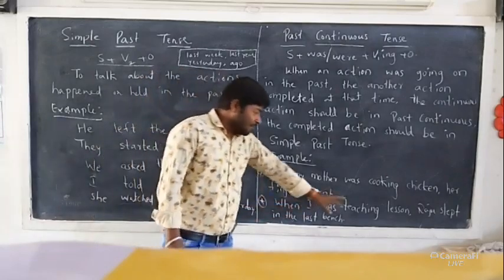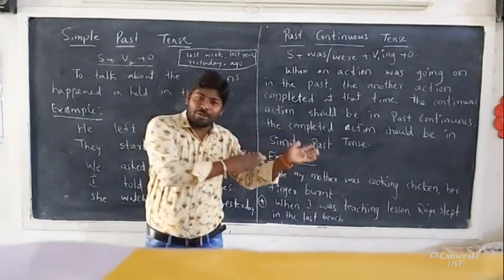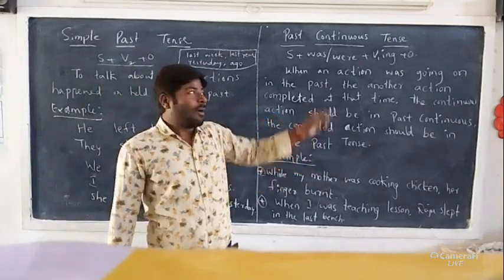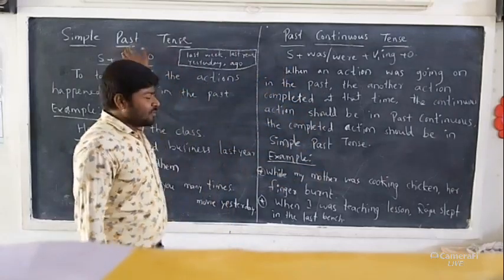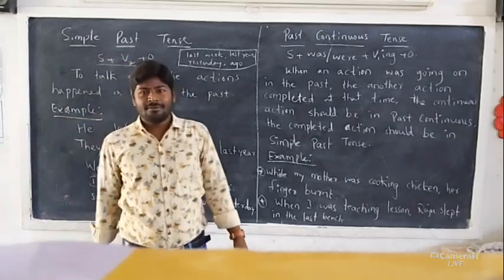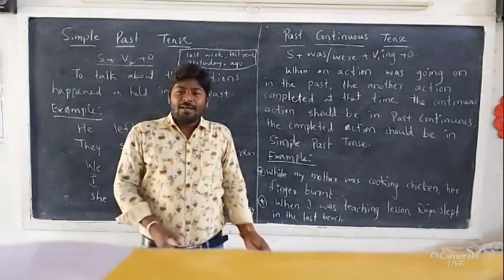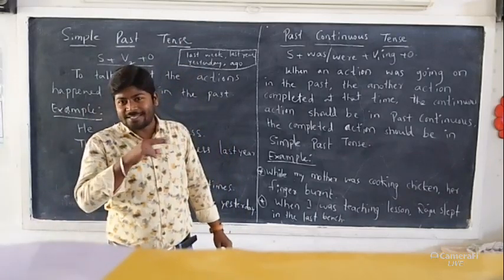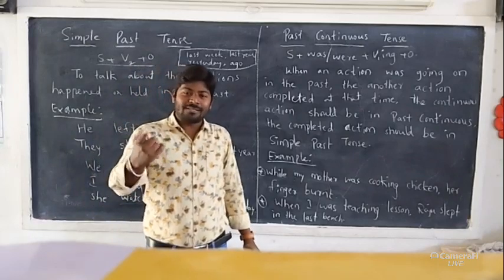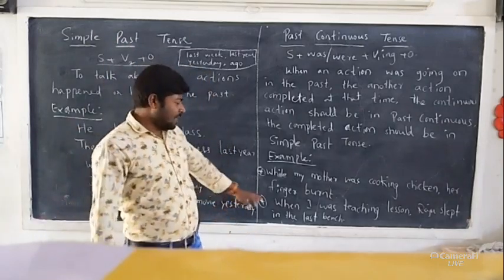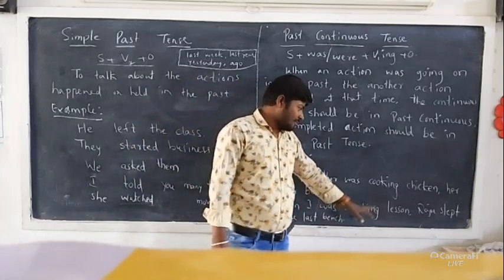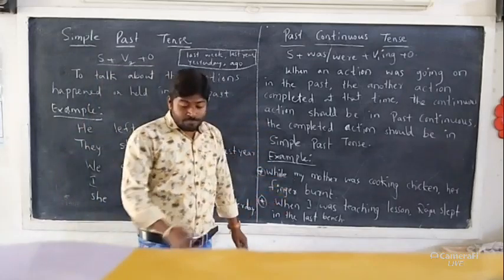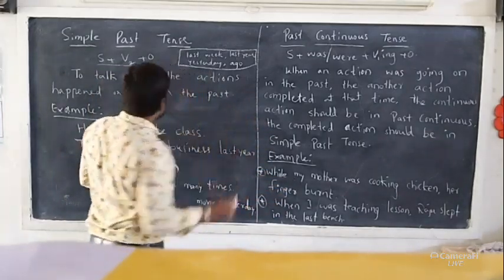Okay. So here two actions. One action was continuing. The second action completed. So for the continuous action, which tense should we write? Past continuous. For the completed action, simple past tense we should write. So I was teaching a lesson. While I was teaching, Raju got a headache and slept on the last bench. So continuous action, I was teaching. Completed action, he slept. So in the same way, when one action was going on, and a second action completed. Okay, this is the way. And based on this, you can visualize this.